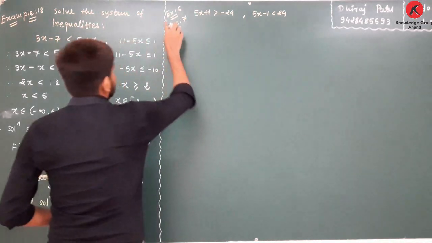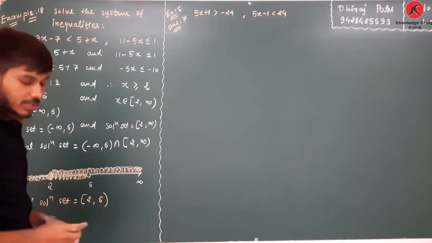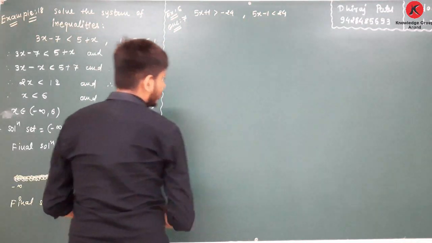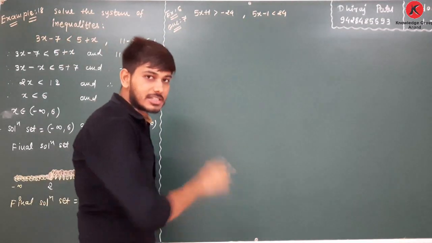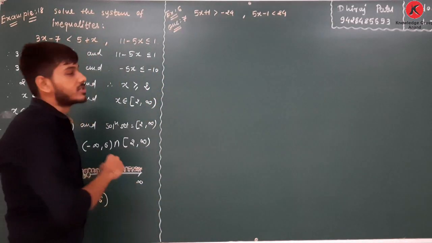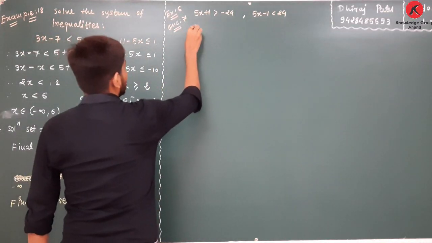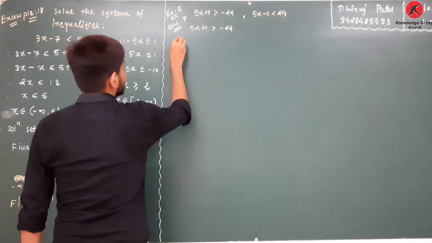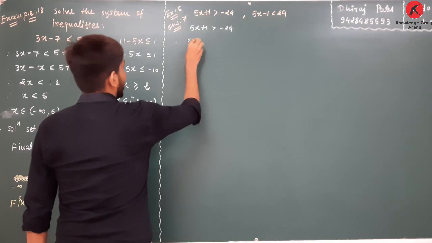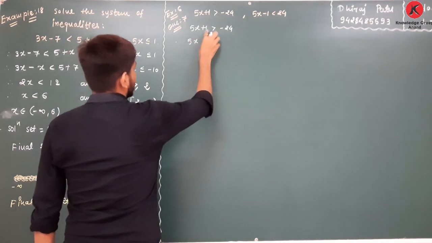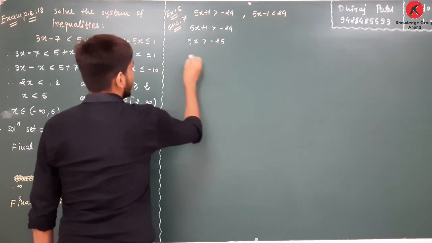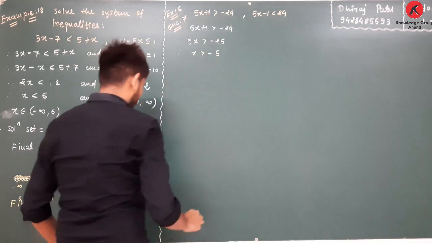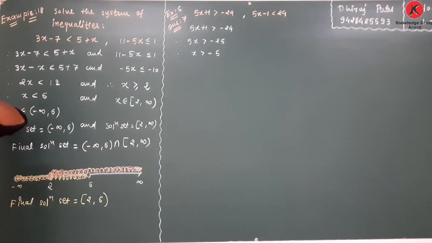Next, exercise 6, question number 7, same type of question. See here, two inequalities are there. First of all, solve these two inequalities. Then take the intersection of those solution sets. Now see here, first inequality is 5x plus 1 greater than minus 24. Simplify this one. 5x greater than minus 24 minus 1, which is minus 25. Therefore x greater than minus 25 by 5, which means minus 5.